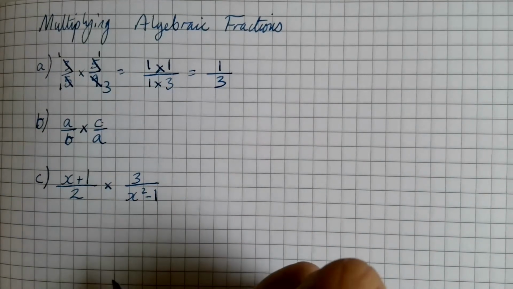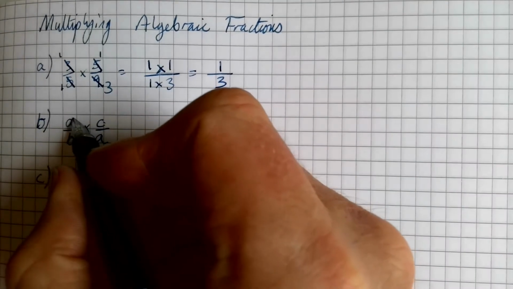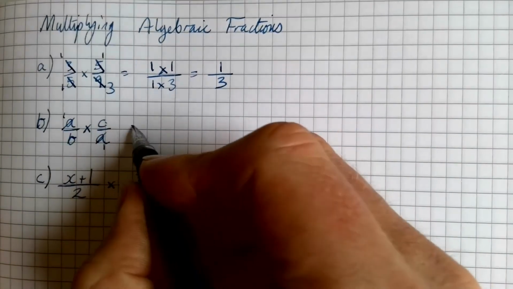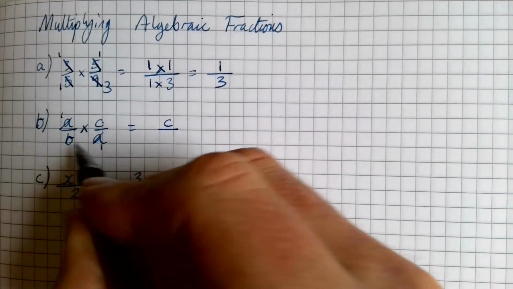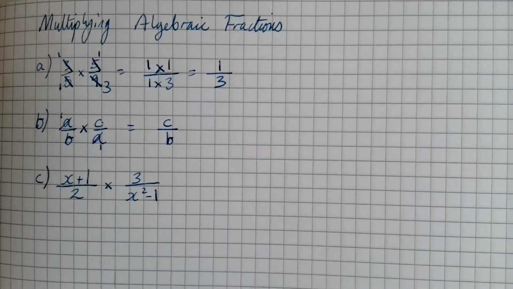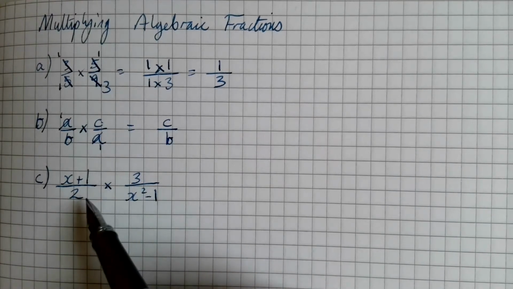The next one, we've got letters, so it's just the same. The A is 1A and A, and 1A and A. So 1 times C is C, and B times 1 is B.